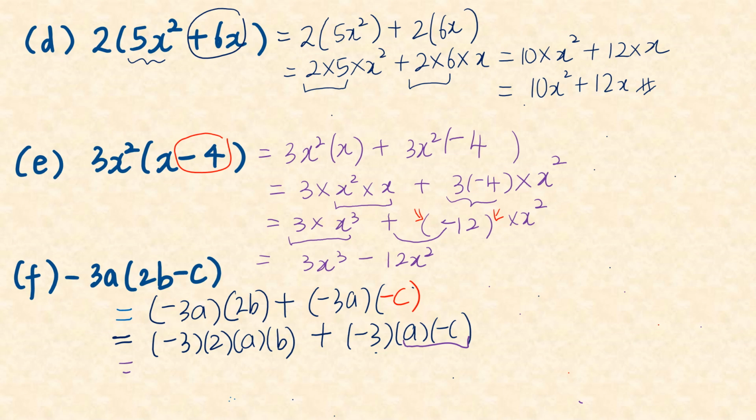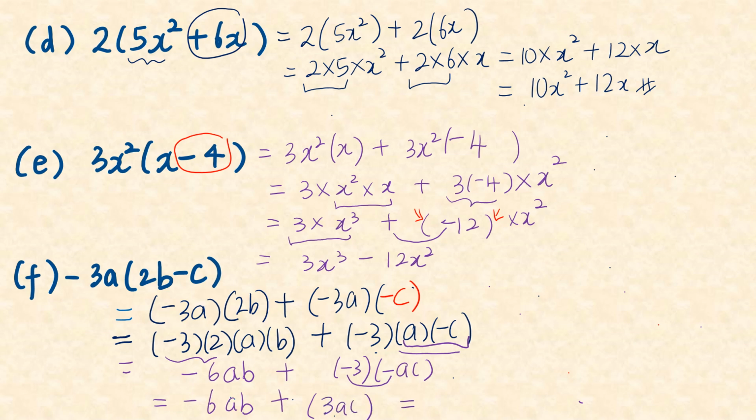All right, so let's continue. So negative 3 times 2 will just give you negative 6. And then times A times B, so that will just be negative 6AB. All right, my negative 3 is still there. This guy here will give me negative AC. All right, so negative 3 with a negative AC, that will give me positive 3AC. And of course, positive will give me positive. So that will be the answer.